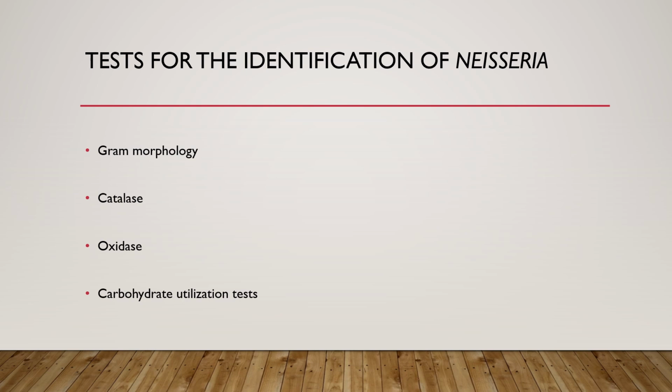If we wanted to identify a Neisseria species, we could do so by gram staining it. A gram stain would show gram-negative diplococci. They would be catalase positive and oxidase positive, and we would use carbohydrate utilization tests to identify certain species. And that would be, do they ferment things like lactose, sucrose, maltose, and dextrose?